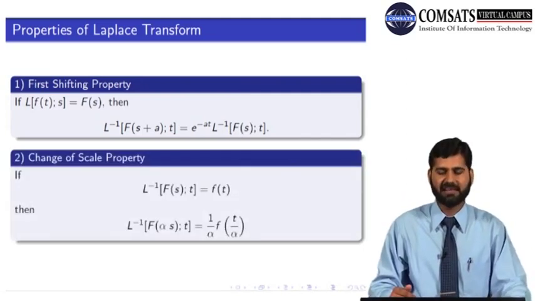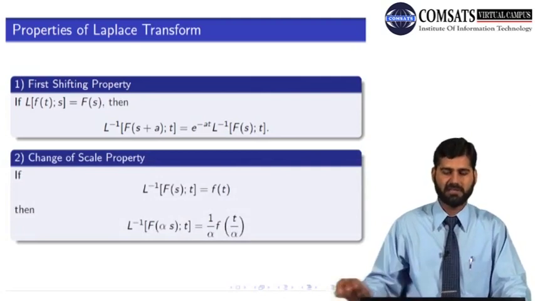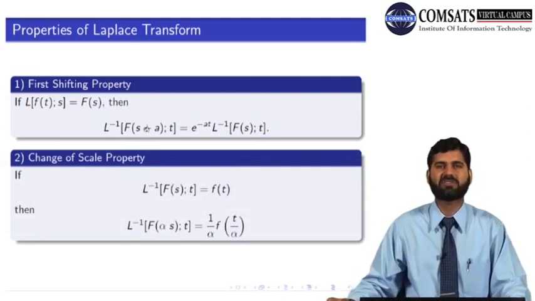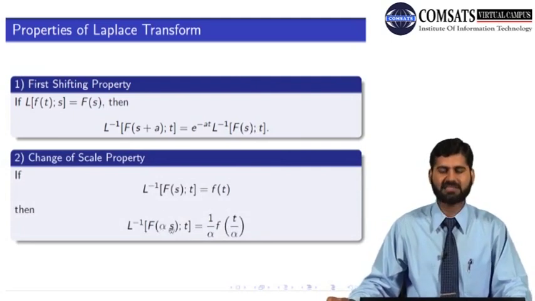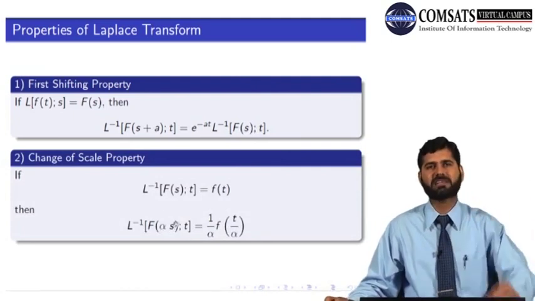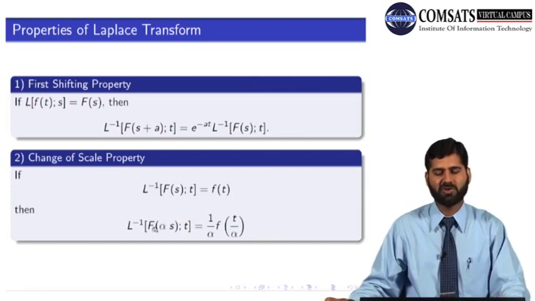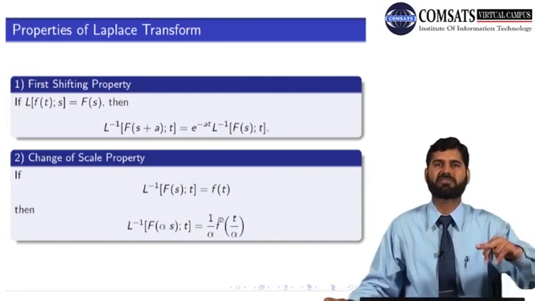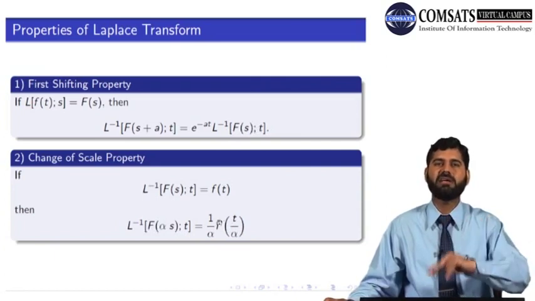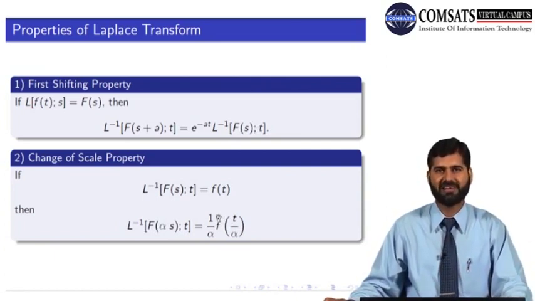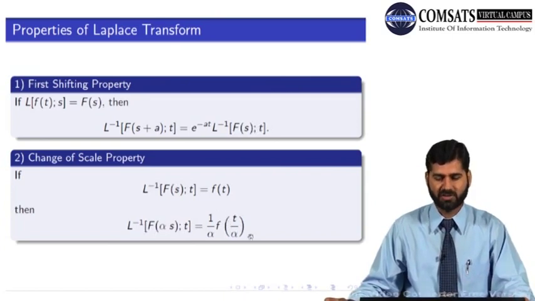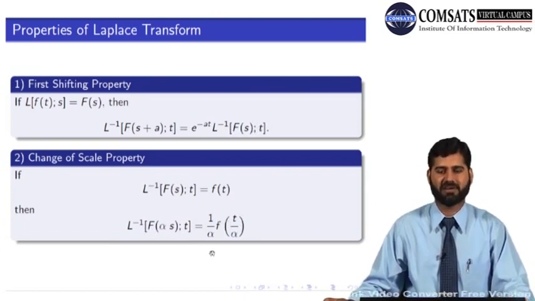And there is a change of scale property. This is s plus a, the translation, and this is alpha s, which is scaling. If you multiply s by a constant, then what will happen? Then your transform gets multiplied by the inverse of alpha, 1 over alpha, and t is also replaced by t by alpha. All right. So if you scale your s by alpha, your t is scaled by 1 over alpha, and your original function is also scaled by 1 over alpha. All right. So these are two very nice properties of the Laplace inverse transform.